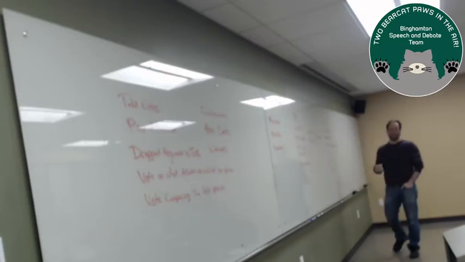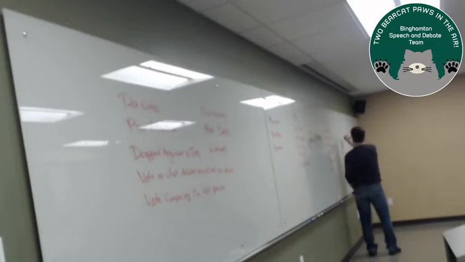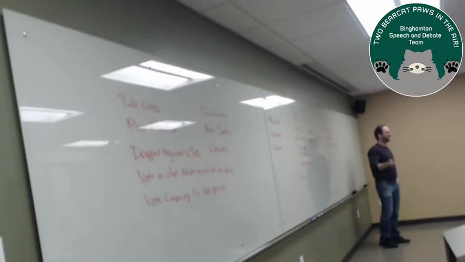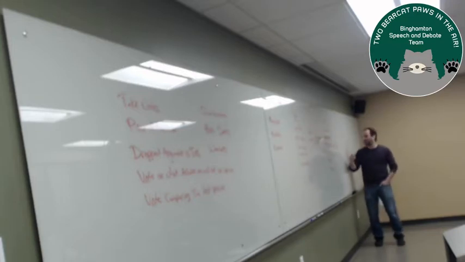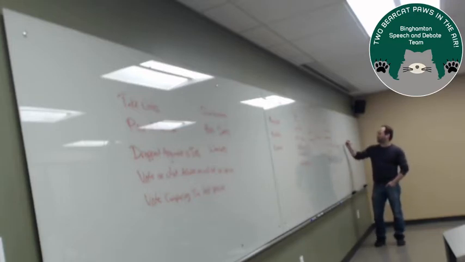Answering critiques. You could say no link. We don't do the racist, sexist, homophobic, we're not nihilists, whatever it happens to be that they are criticizing you for, so no link. You can also say no solvency or alternative.